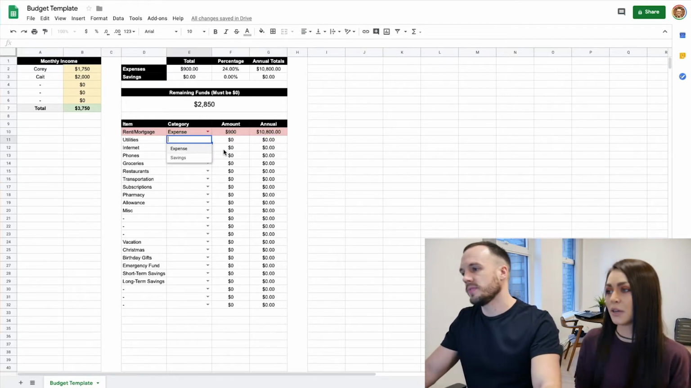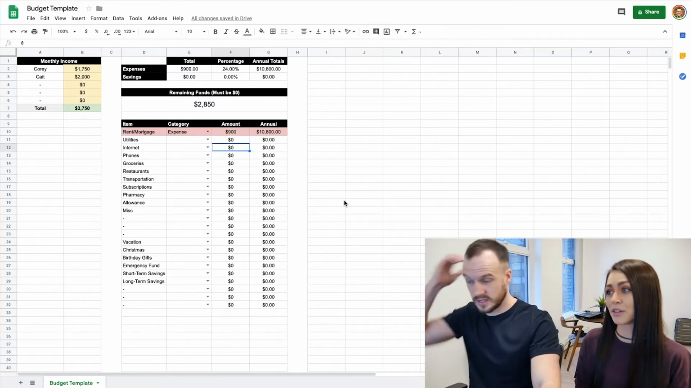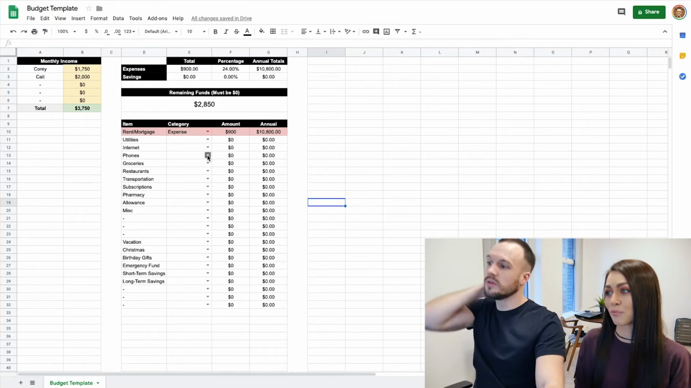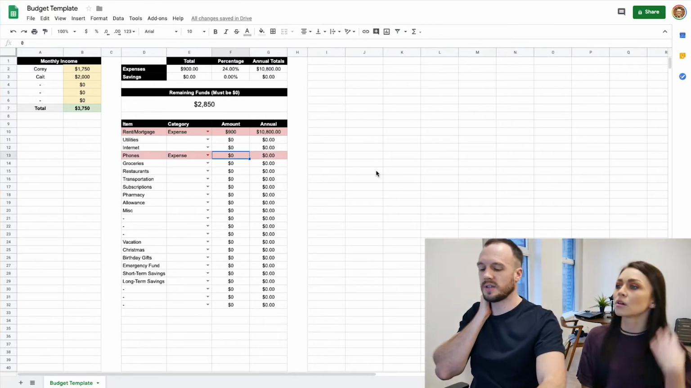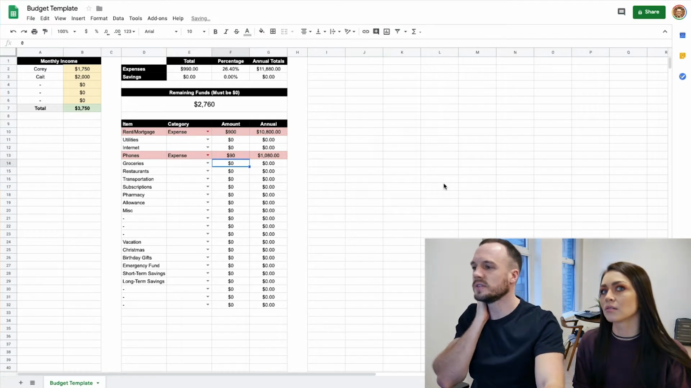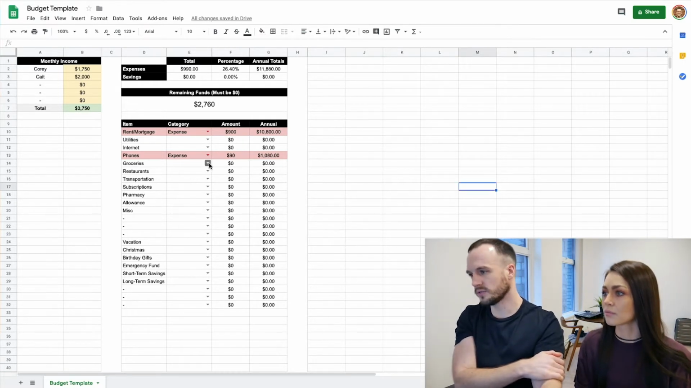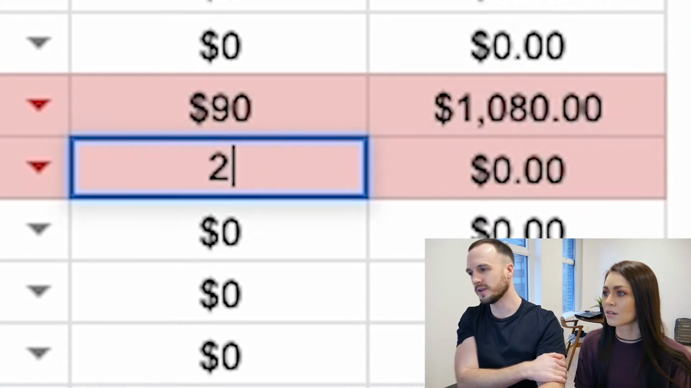Utilities. We didn't pay utilities because it was included. Internet was included. Our phones, we paid maybe $80. Let's just say it was like $90 for 2 phones. So we spent $90 on phones. Groceries, this is mind-blowing. I don't know how we did this. We spent $200.